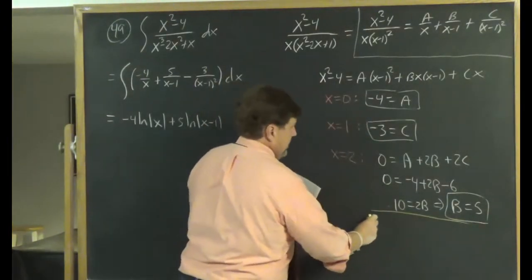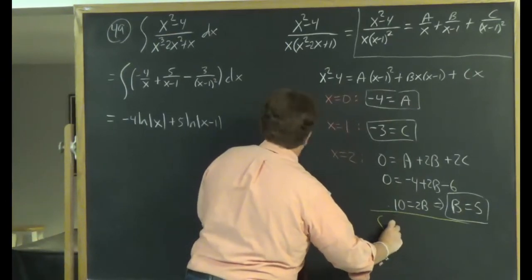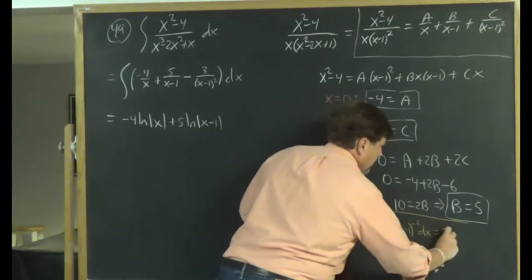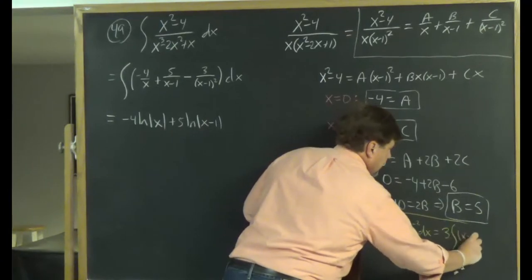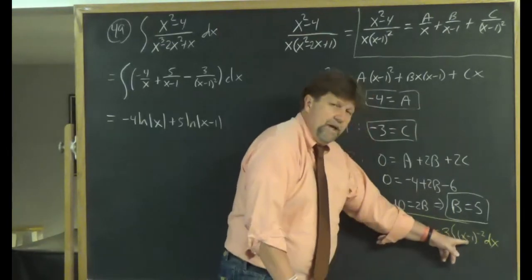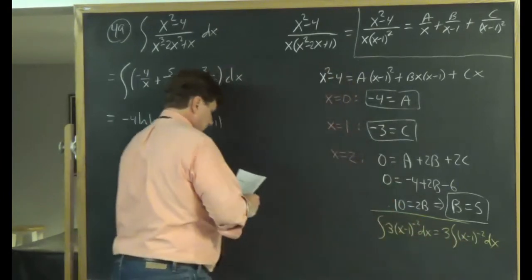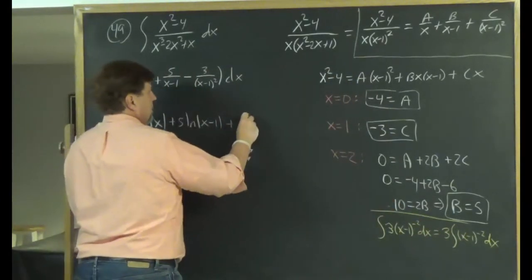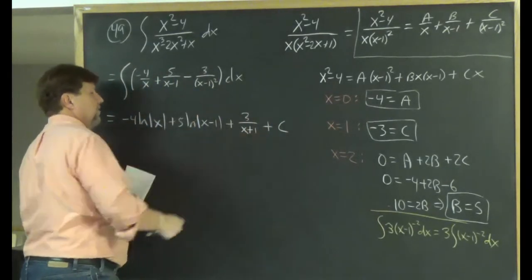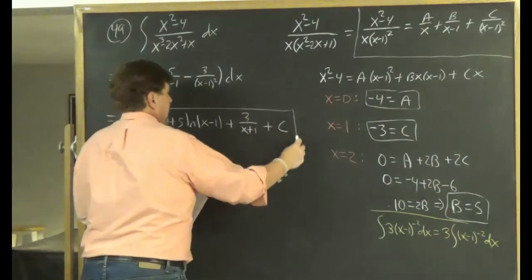I would say, you write that as 3 times x minus 1 to the negative second, or 3 integral x minus 1 to the negative second. And then I'm not going to finish it off. You could let u equal x minus 1, get an antiderivative, resubstitute, and you would get the antiderivative for this as 3 over x plus 1. Let me put a box around it and say that looks good.